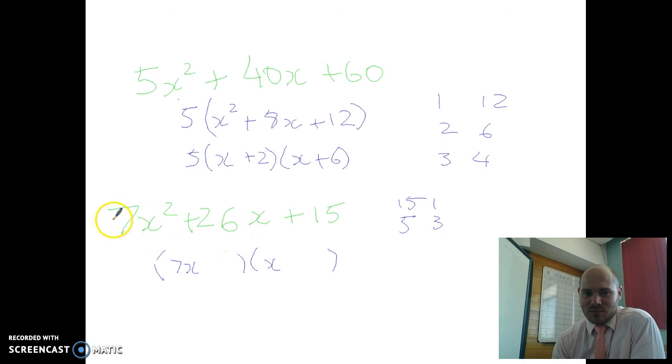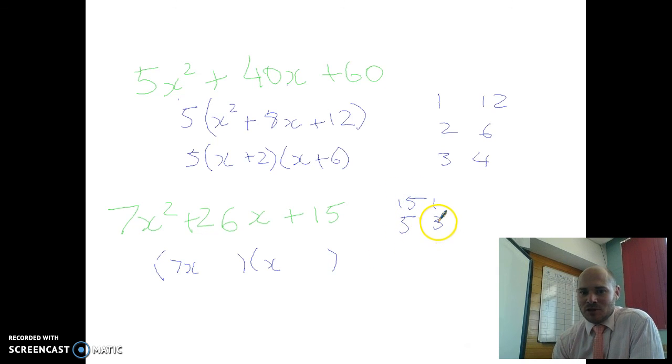And this is where I start using my 7. I'm actually going to multiply my 7 by these ones to give me another number to work with. So 7 times 15 gives me 105, and 1, I'm not going to get to 26 that way. 7 times 1 gives me 7, 15 and 7 gives me 22, I'm just shy. 7 times 5 is 35, 35 and 3 doesn't get me to 26. 7 times 3 is 21. So 21 and 5 gets me to 26.